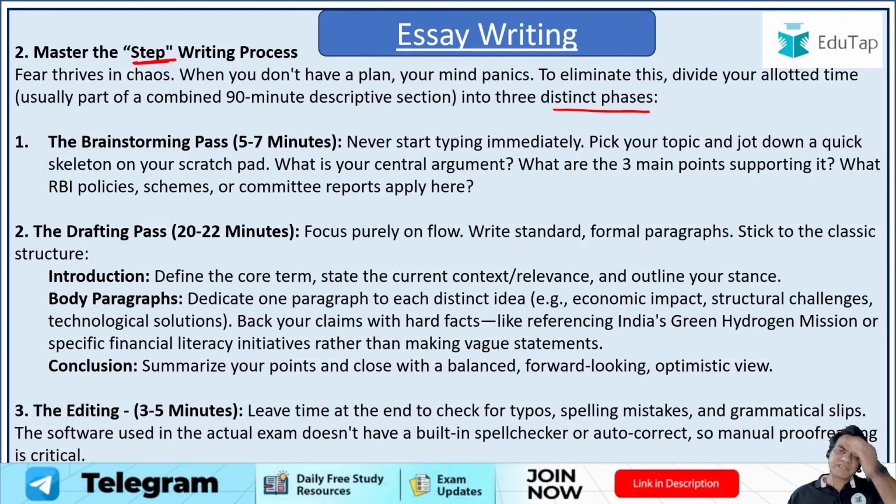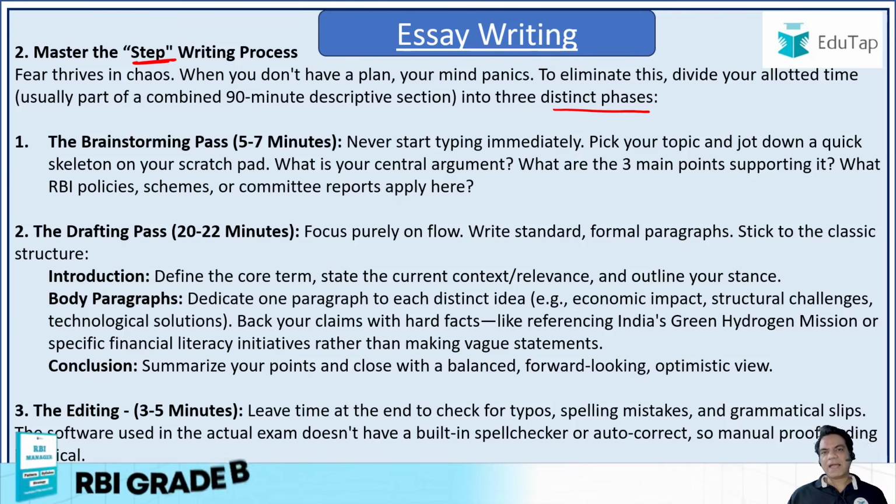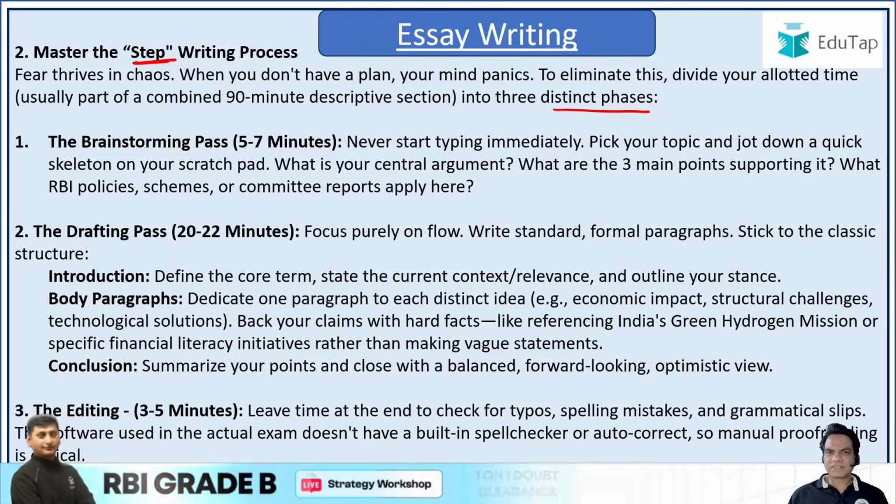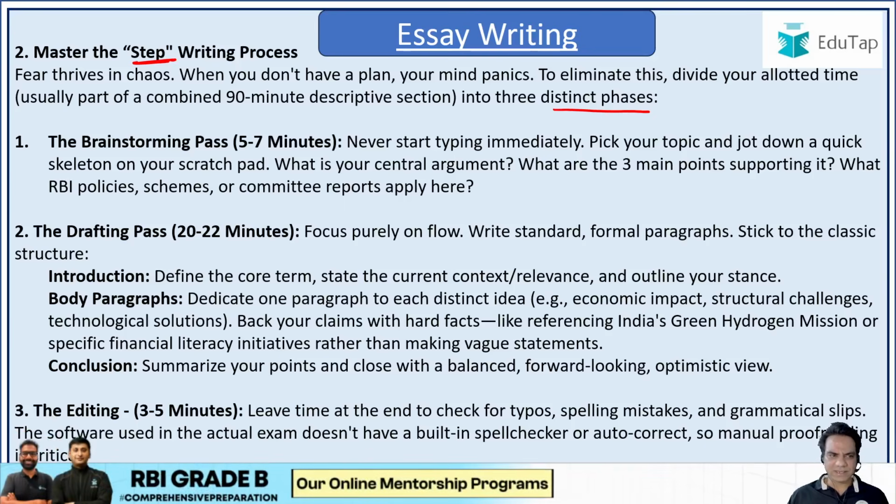So 35 minutes for essay, 20 minutes for Precis, and somewhere around 35 minutes for reading comprehension. That is the ideal time for your answers. 35 minutes for essay, 30 minutes for your RC, and 20 to 25 minutes for your Precis writing. If you can achieve that, you'll be able to score really well in the exam. So what are the three steps that you need to undertake when you are writing your essays?